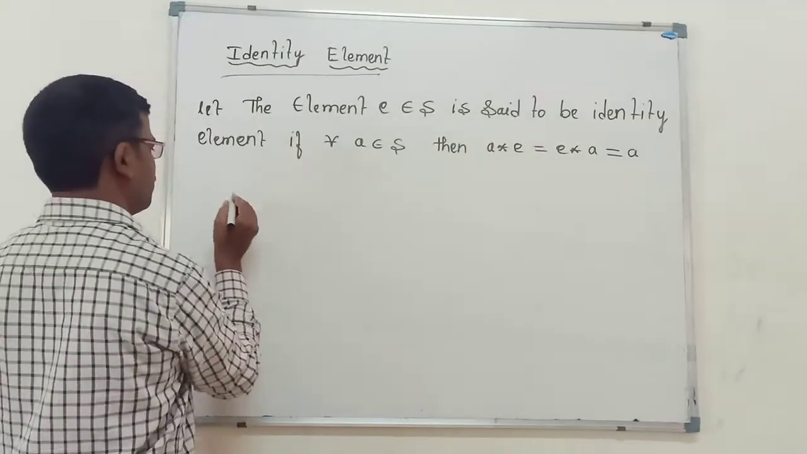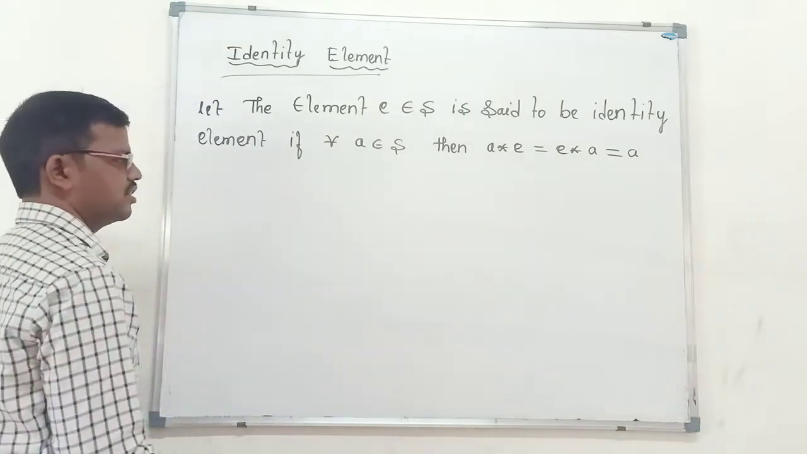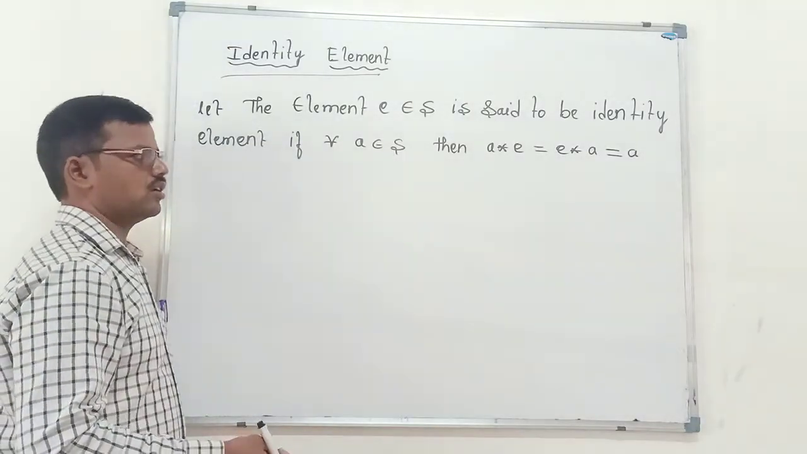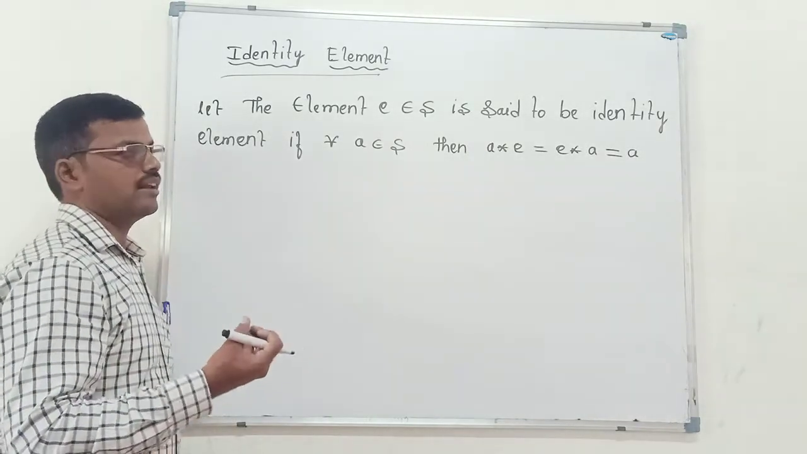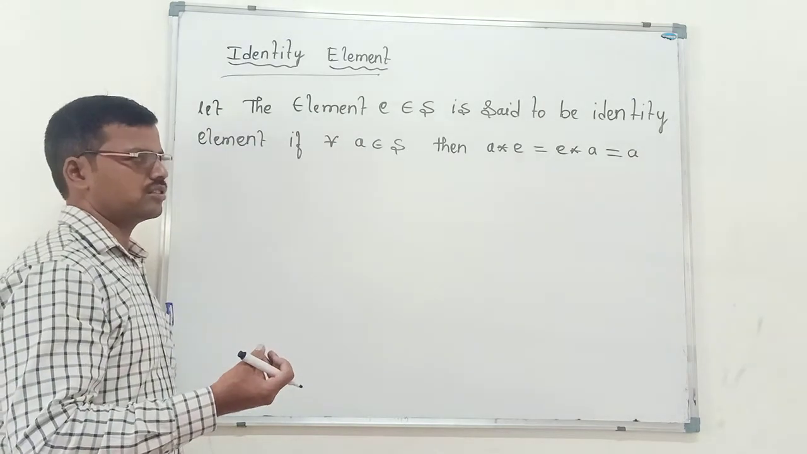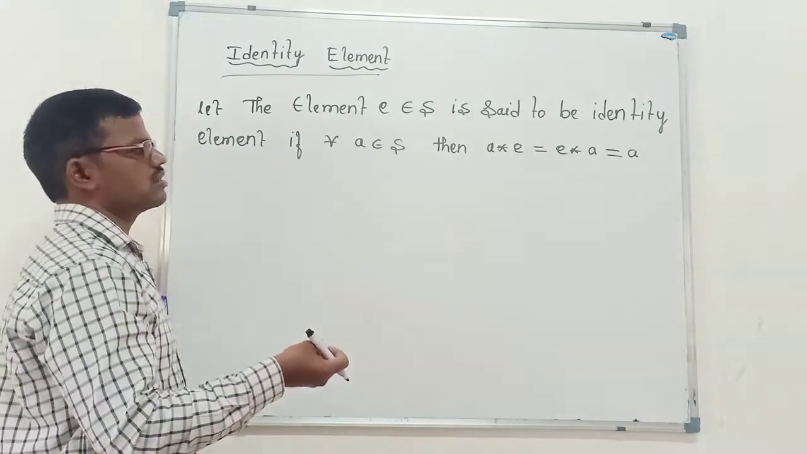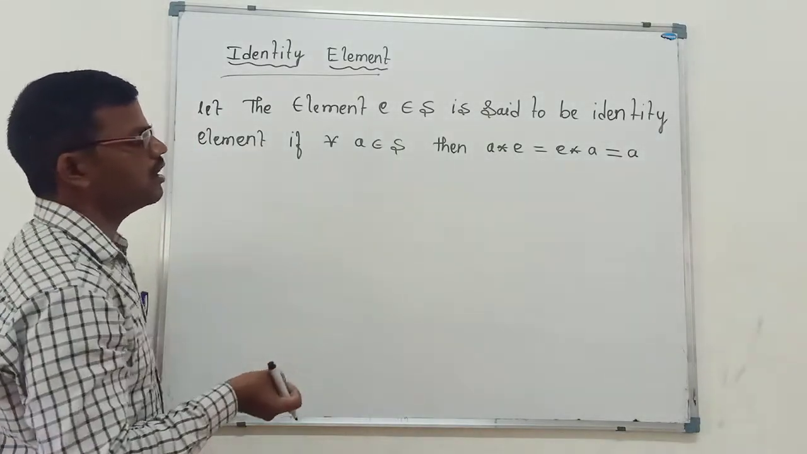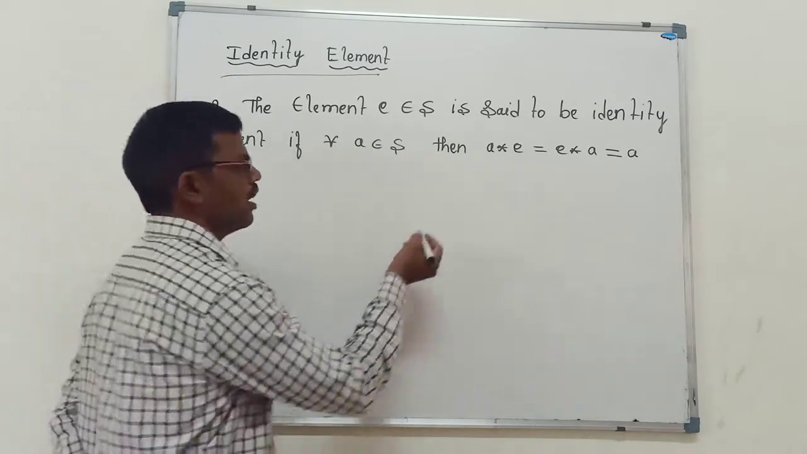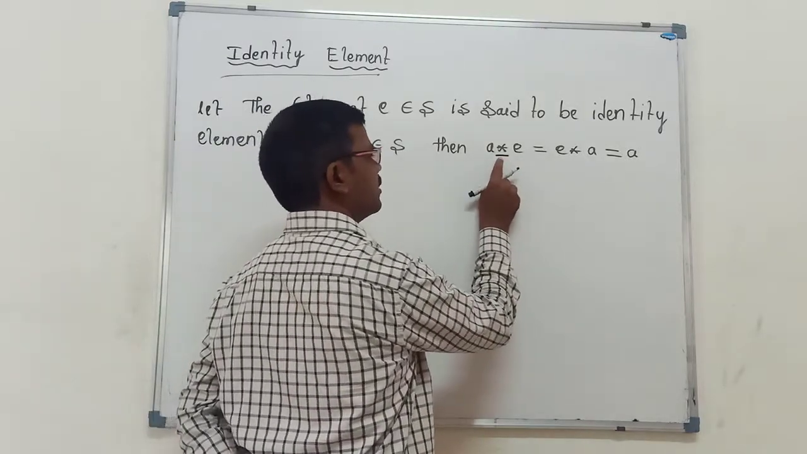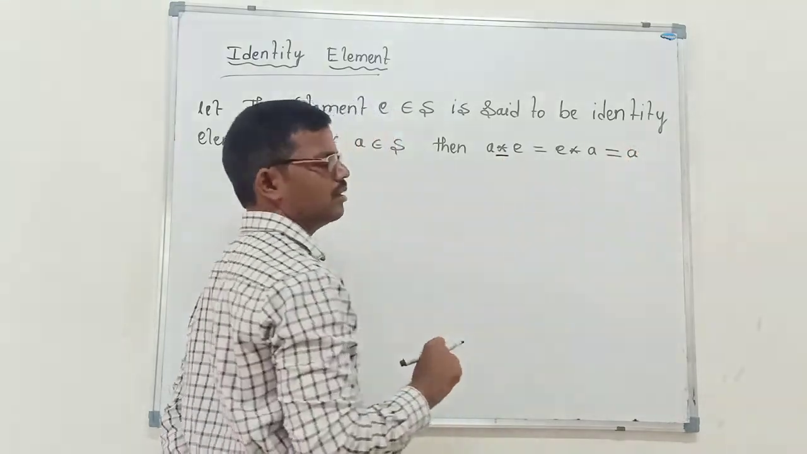So for addition, which is a binary operation on the set of natural numbers or integers, whatever it may be, which element will become the identity element, that we have to search. If you operate addition with any element, we have to get the element A.